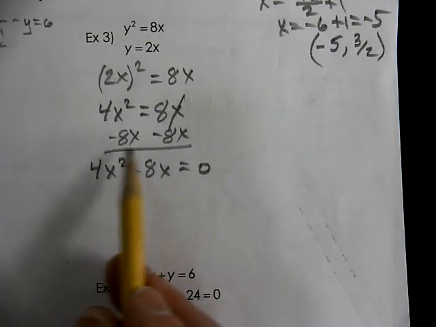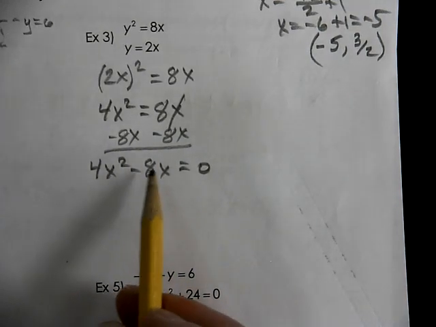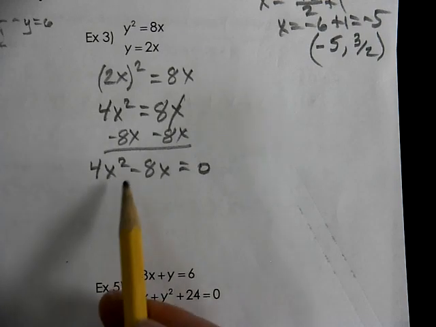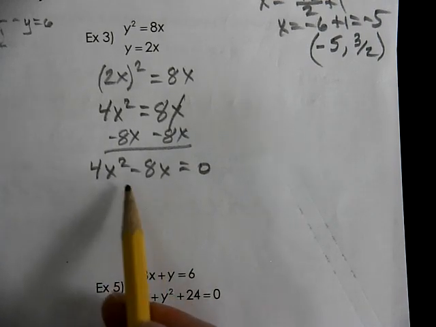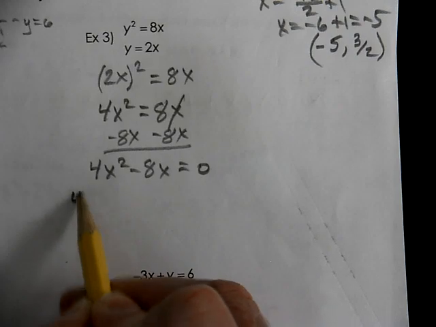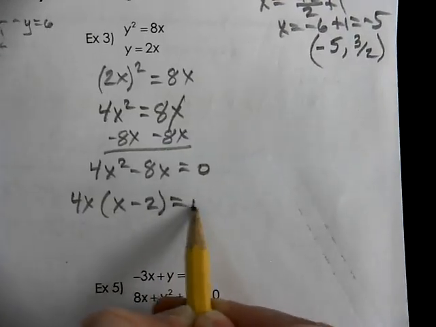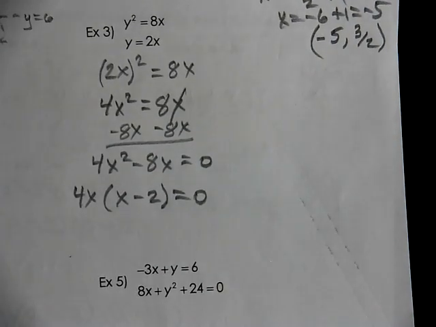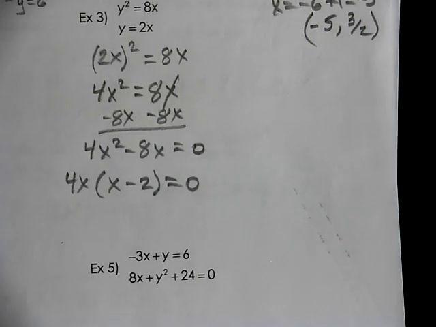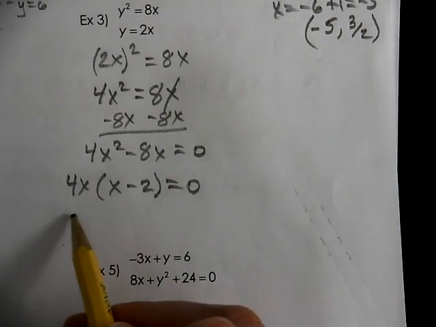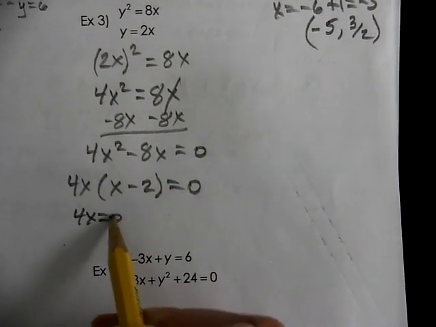So now this is in expanded form, but we're ready to be factored. We're like standard form. So I pull out my GCF, what I have in common, and I do the zero product property.